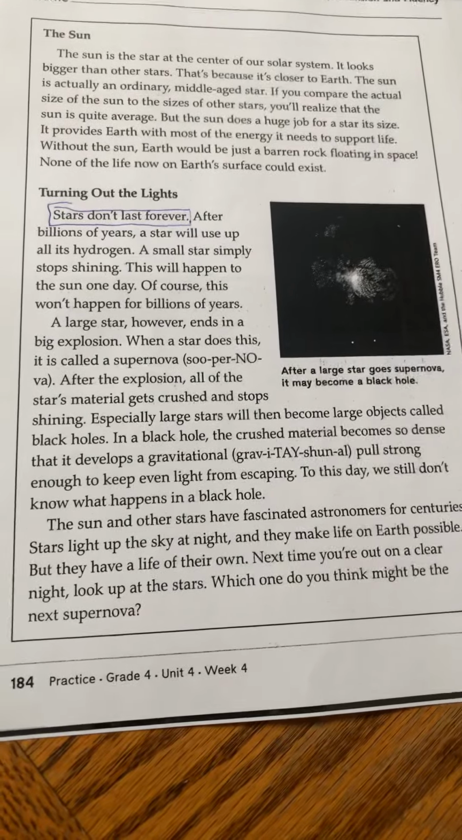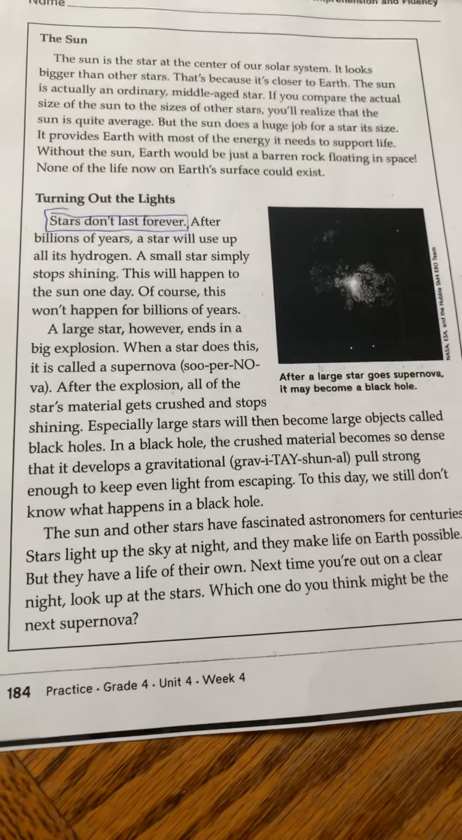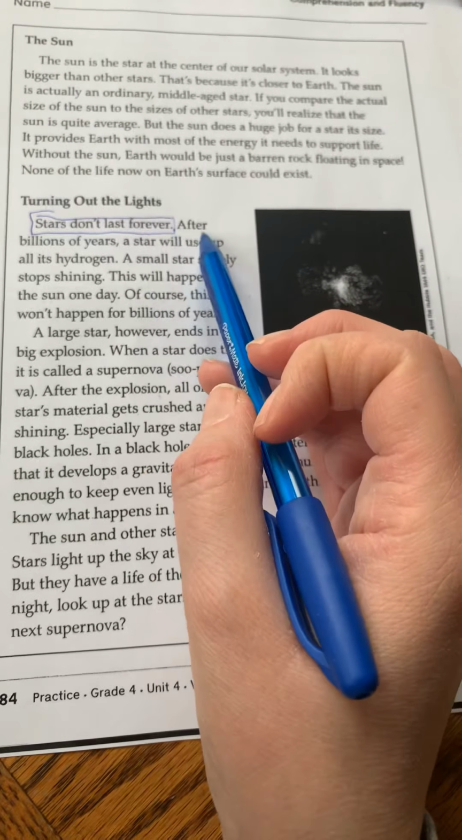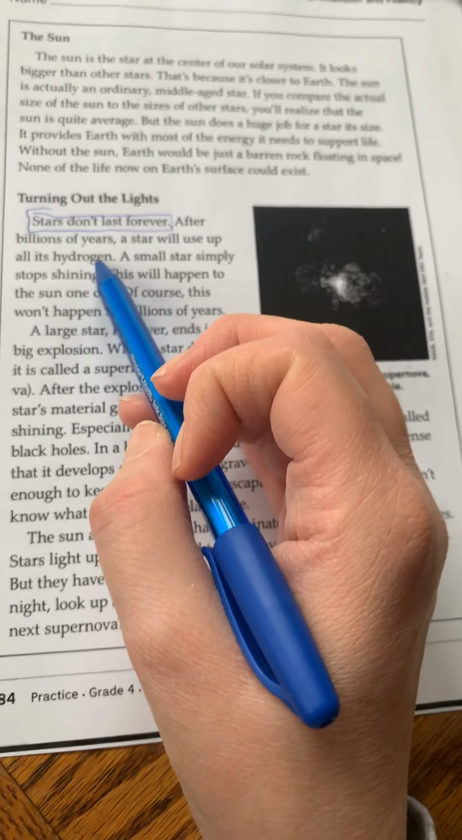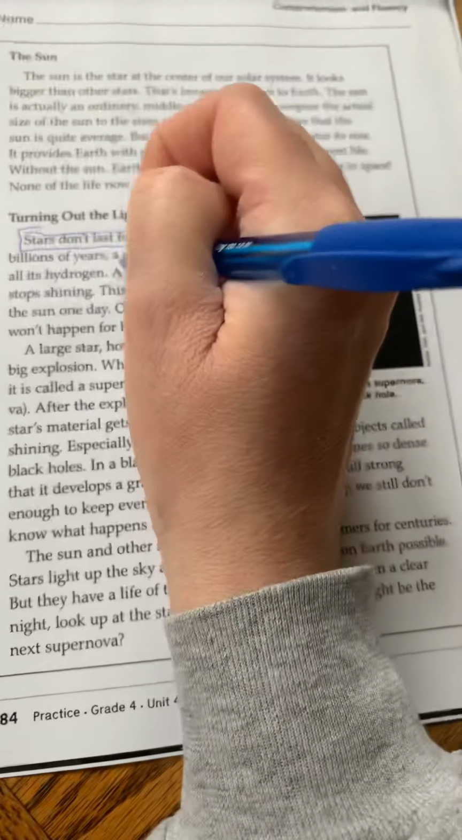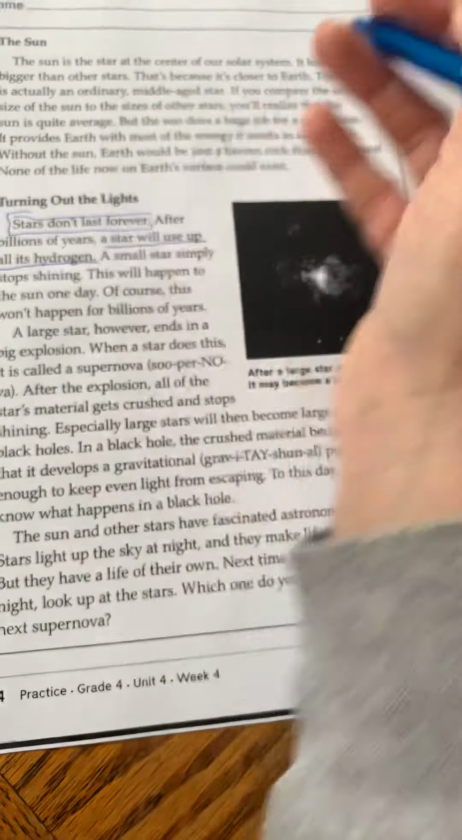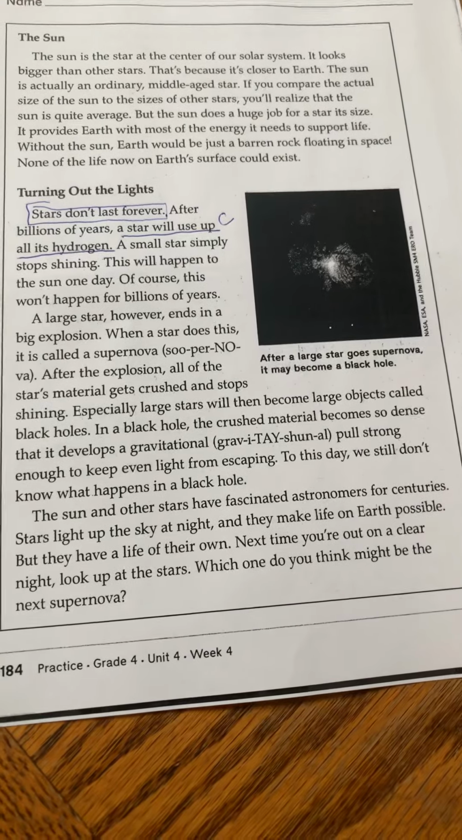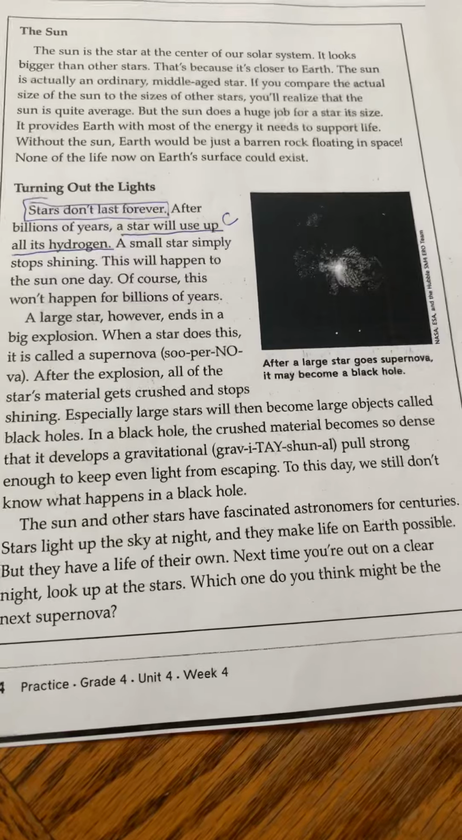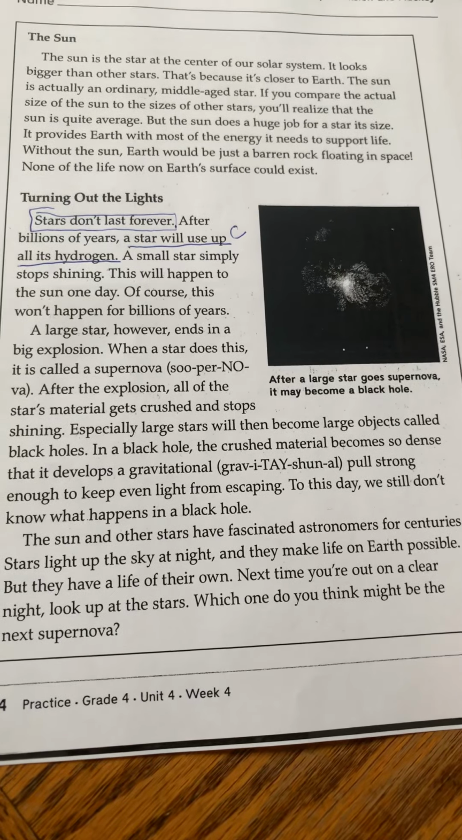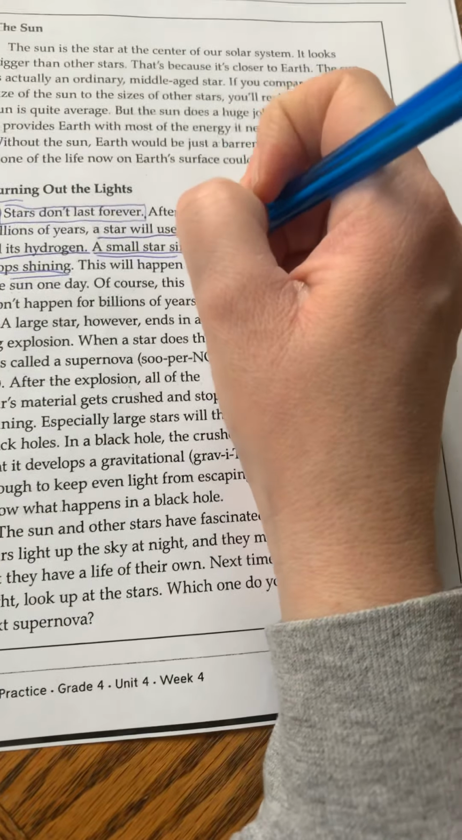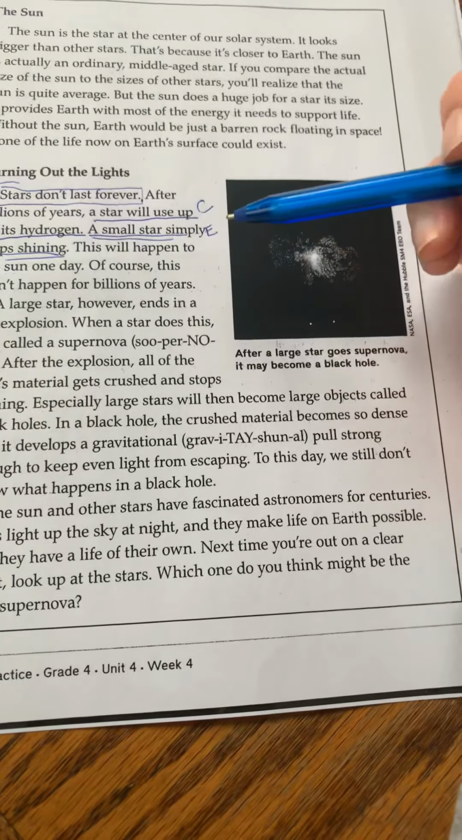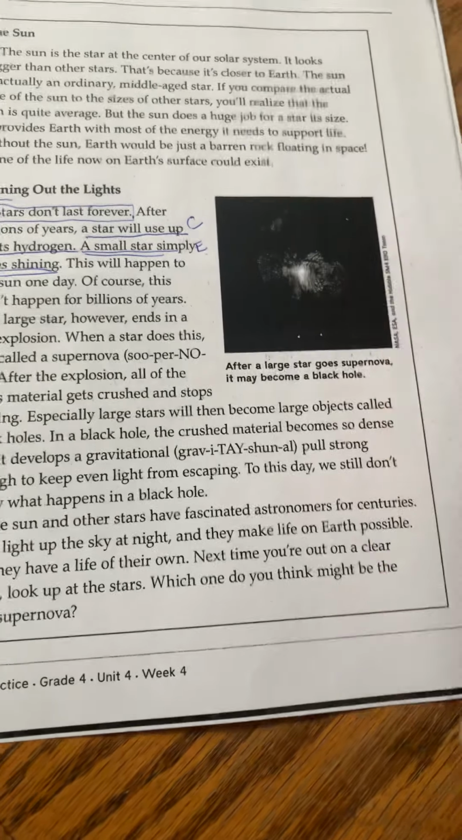Stars don't last forever. I want to know why they don't last forever. What causes them to not last forever? So I go on in the text. After billions of years, a star will use up all of its hydrogen. So this is a cause. The star will use up all of its hydrogen. Because the star used up all of its hydrogen, a small star simply stops shining. So this is the effect. Because the hydrogen's used up, then the star will stop shining.